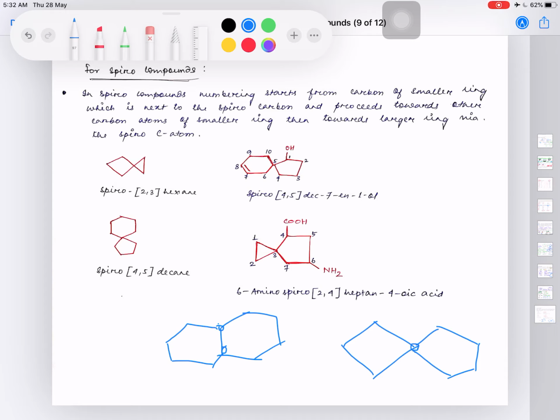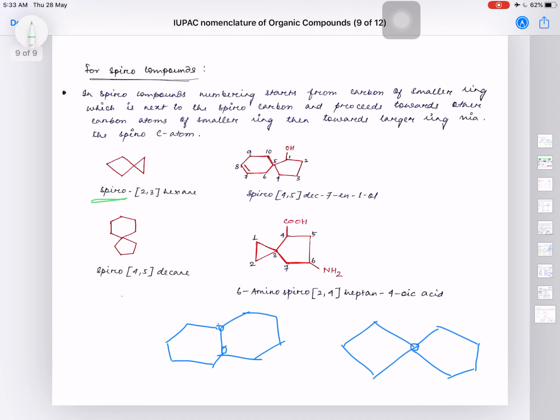Okay, so for this one the rule is exactly the same as for bicyclic compounds. What you will do is, in the prefix you will use the term spiro. Okay, and the suffix will be the same, the number of hydrocarbon chain carbons. Here in the square bracket you will write the numbers in ascending order, means smaller number to larger number. In bicyclic compounds you wrote it from larger to smaller, and in spiro compounds you write it from smaller to larger. Okay, means in ascending order.